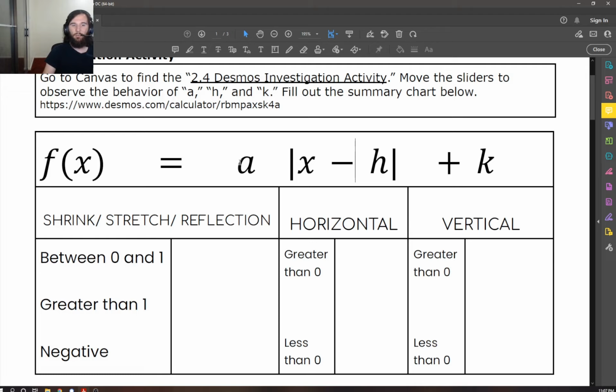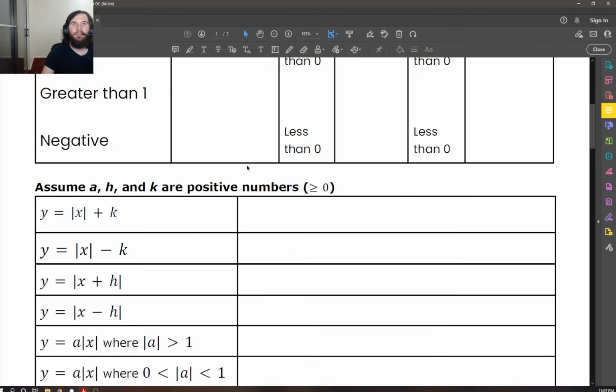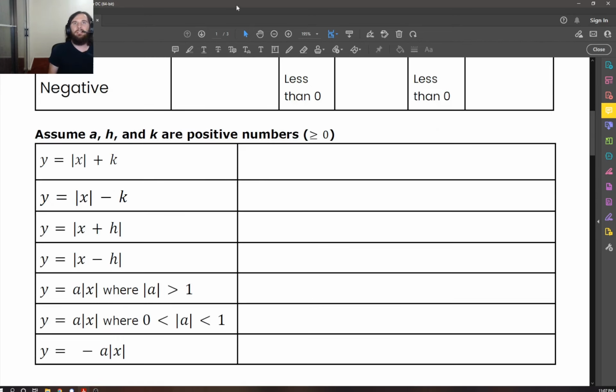And then a, you are technically modifying the y values, you're multiplying them, and that's what causes the stretch and compression. So let's go down here and fill this out. This table is really the meat of the lesson. We're going to talk about what each of these things mean.